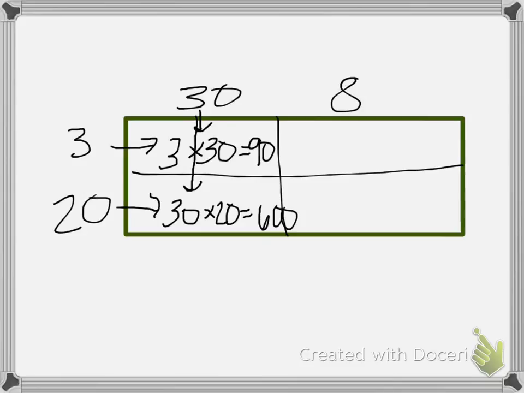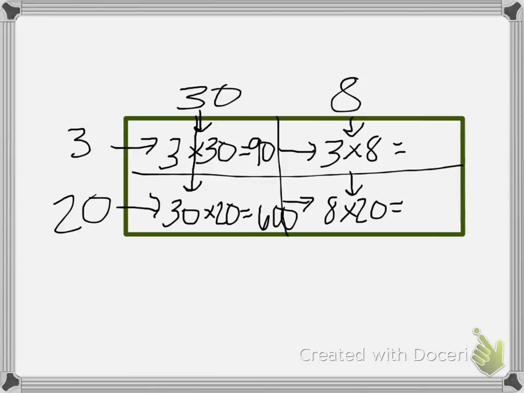600. Okay, I have to do the exact same thing in these 2 empty boxes. I have to bring the 3 all the way over and do 3 times 8. So you go ahead and do 3 times 8 and then bring the 8 down here. And we need to do 8 times 20. So go ahead and fill in those 2 blanks. So now I have 8 times 3 is 24 and 8 times 20 is 160.